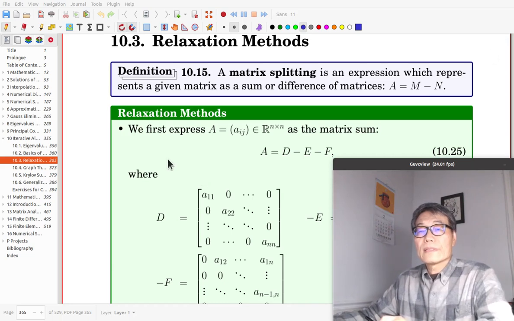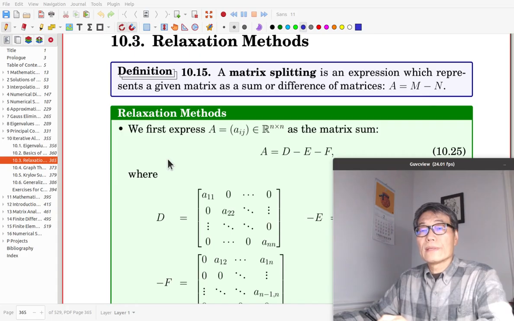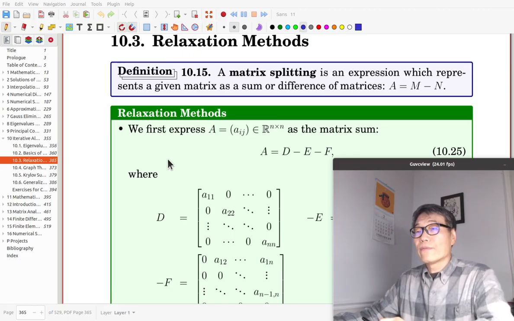In the last section, we considered basics of iterative algebraic solvers incorporating matrix splitting. In this section, section 10.23, you will study relaxation methods. We'll begin with a formal definition of the matrix splitting.